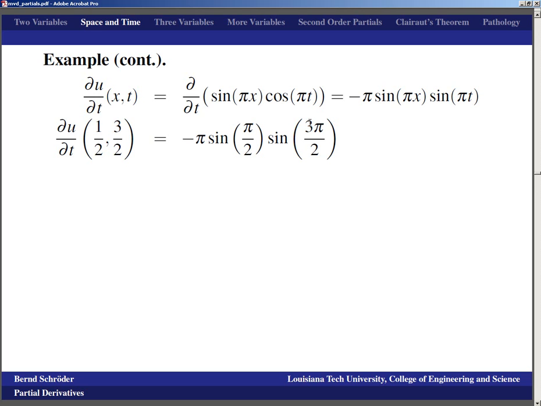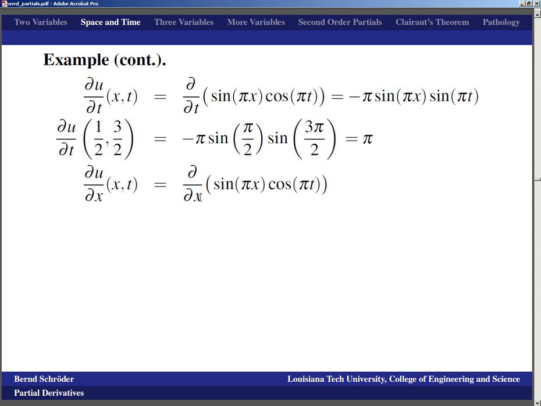you plug in x equals 1/2, giving you sine of pi halves, and t equals 3/2, giving you sine of 3 pi halves. Well, sine of pi halves is 1, sine of 3 pi halves is -1, and so that means your derivative with respect to time at that point in space and time is pi.